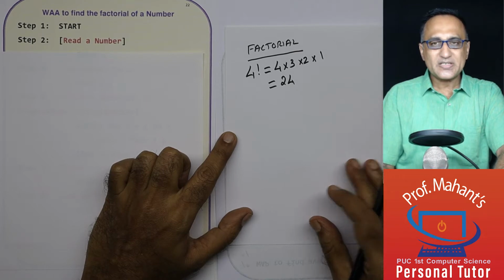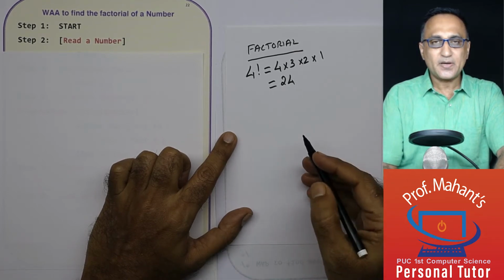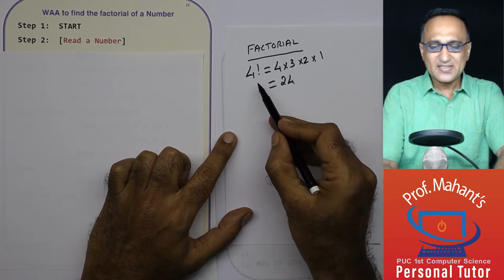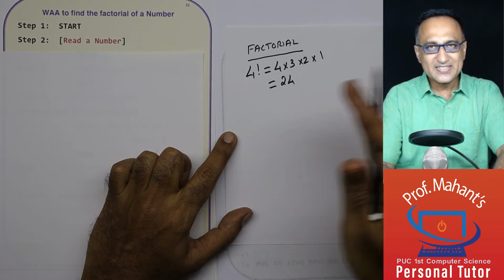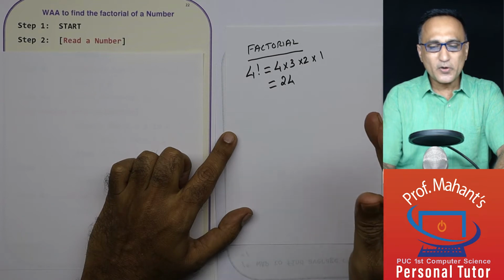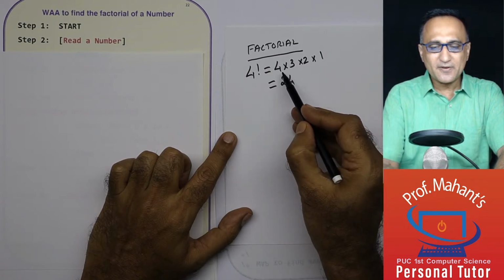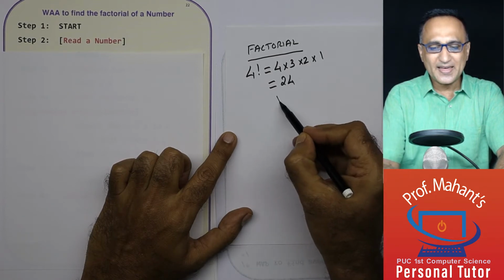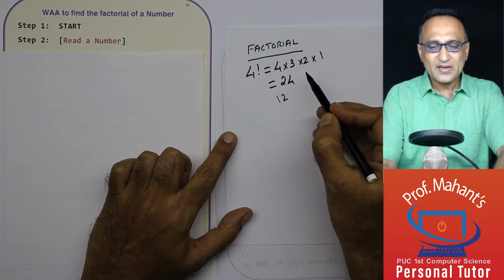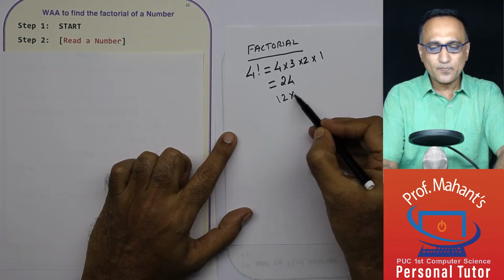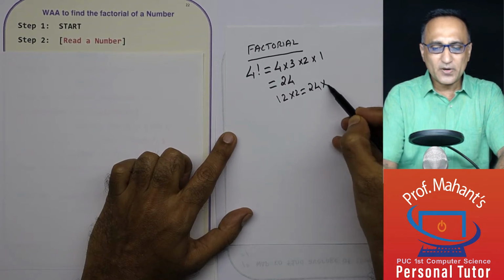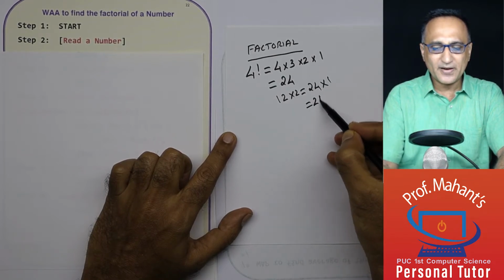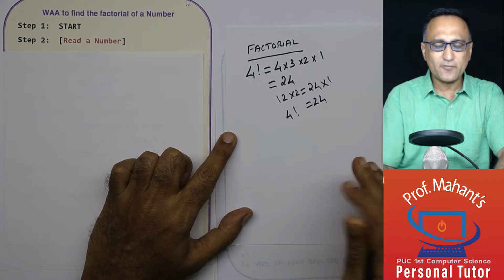In computers, you can't do this in one step because this requires multiplication starting from 4 to 1 at the same time. So what we do is we first multiply 4 with 3. We get the answer as 12. Then we multiply 12 with 2. We get the answer as 24. And then we multiply 24 with 1 and we get the factorial of 4 is 24.